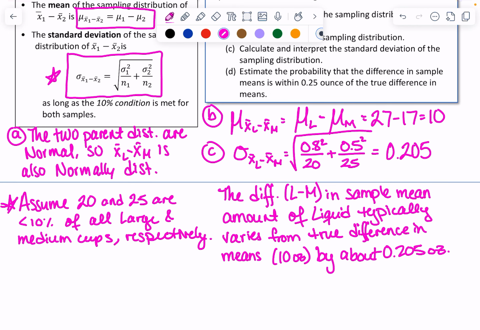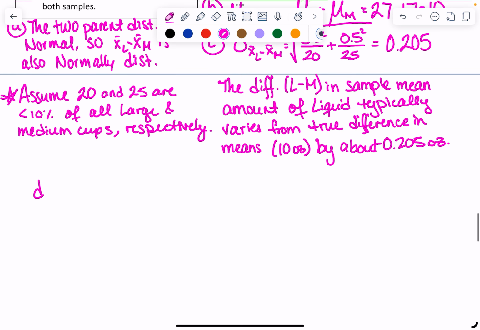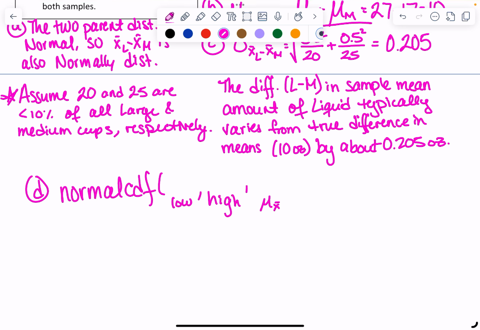Estimate the probability that the difference in sample means is within 0.25 ounces of the true difference in mean. Okay, so you already showed that it was normal, so we'll do normal CDF, low, high. The difference in means was 10, the difference in large minus medium, and the standard deviation of the difference in the sampling distribution was 0.205.